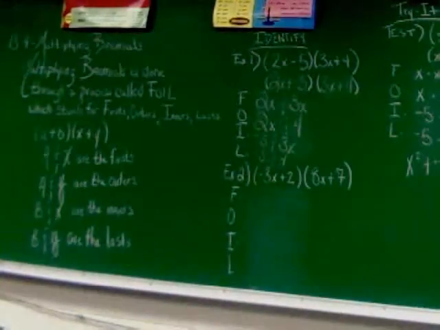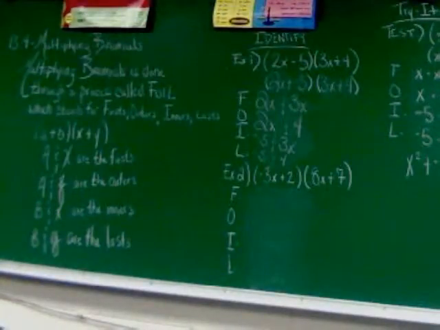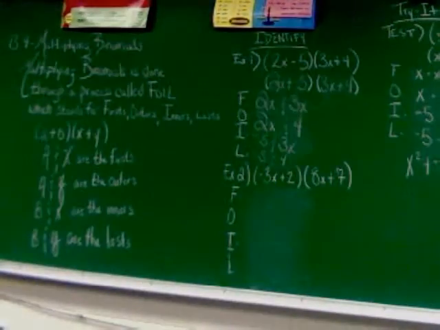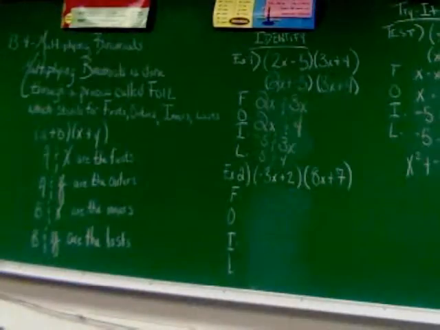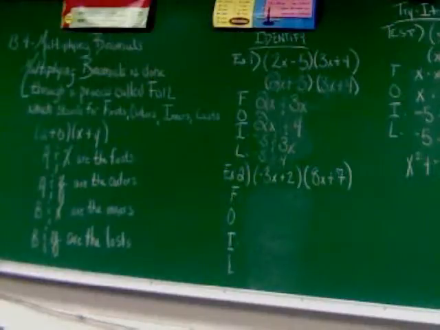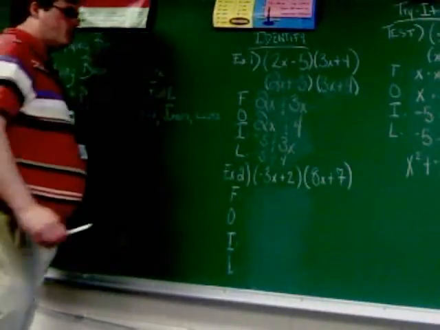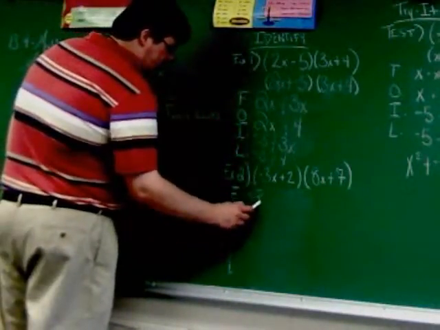All right, so let's look at the other set of binomials there in example 2. Negative 3x plus 2 times 8x plus 7. All right, start with the first. What are the first terms in each binomial? F's first term in each binomial. Kaylee. Negative 3x and 8x. Negative 3x and 8x, good.